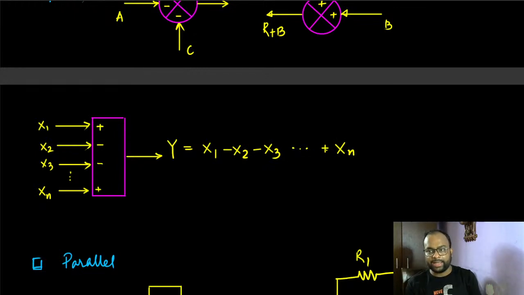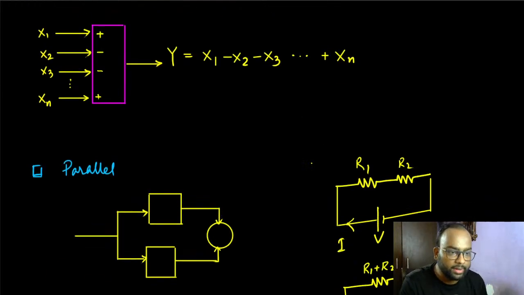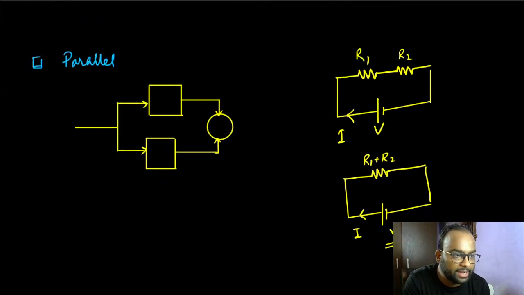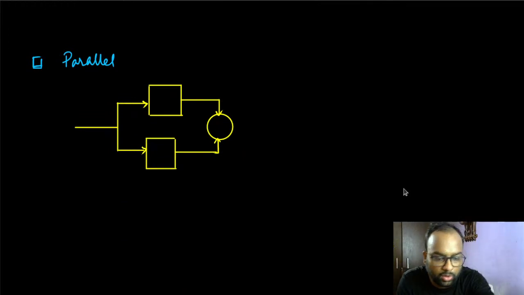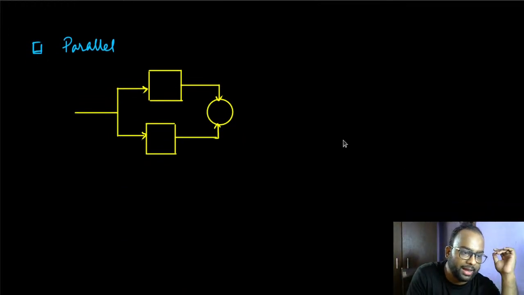So that's understandable, I guess. That's again your summing block. Again, that's a generalized summing block. All right, so with that being said, let's go back to what we were actually discussing, the parallel architecture here.